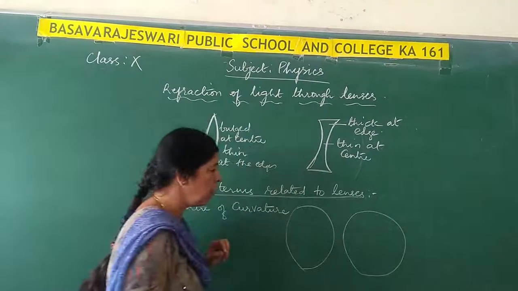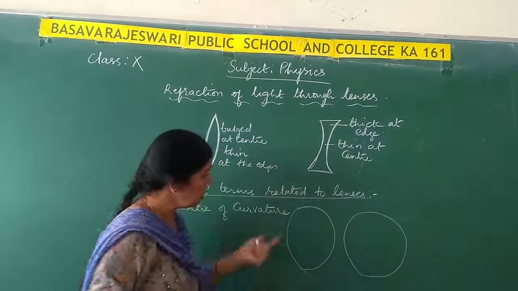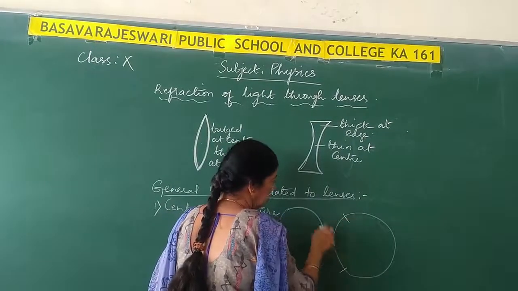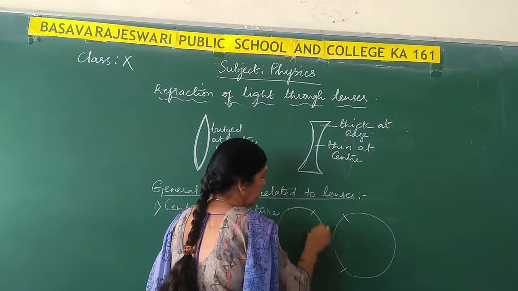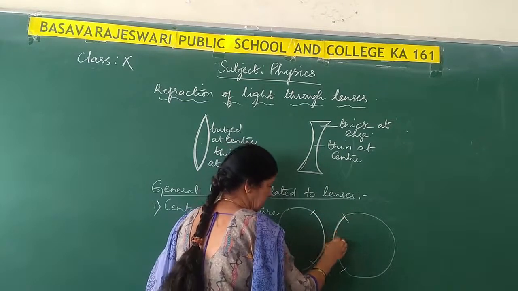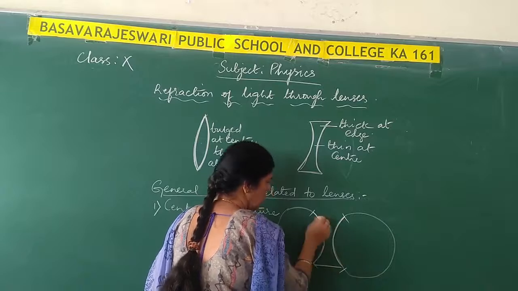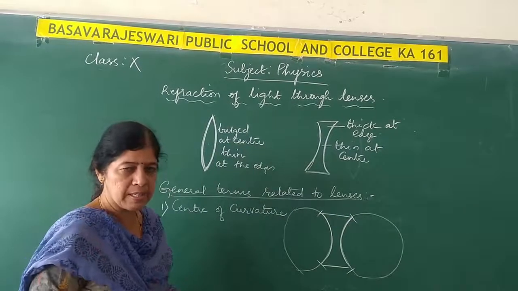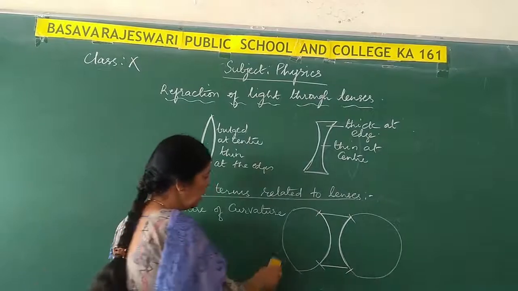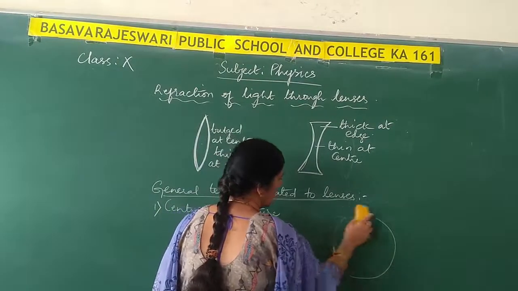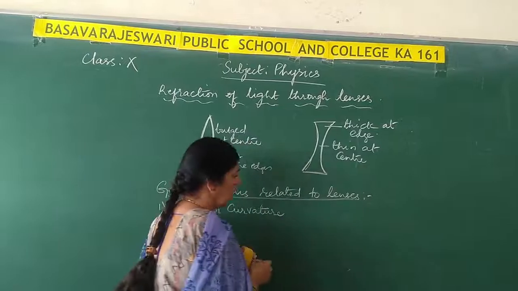Two spheres, if you imagine in this manner, then see, if you cut only this much part of the sphere, then how will you get? This is one curved surface, this is another curved surface. So you can just call it a concave lens. Is it not?